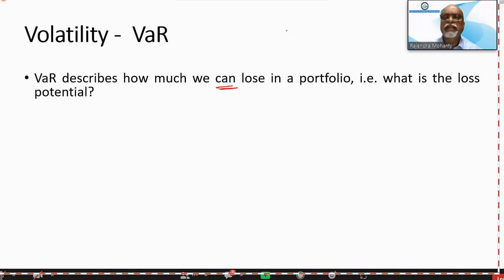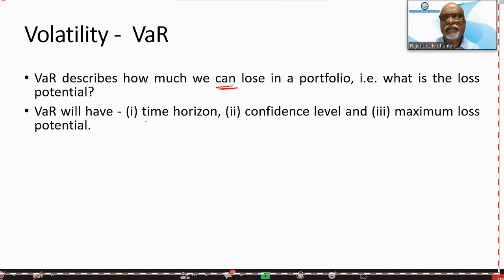For this, it will have 3 parameters. What are the 3 parameters? VAR is a statistical method where the answer is predicted subject to 3 things. One is that the answer is about maximum loss. So maximum loss is called VAR, or value at risk. That is the maximum loss that might happen. That is the prediction of this VAR.